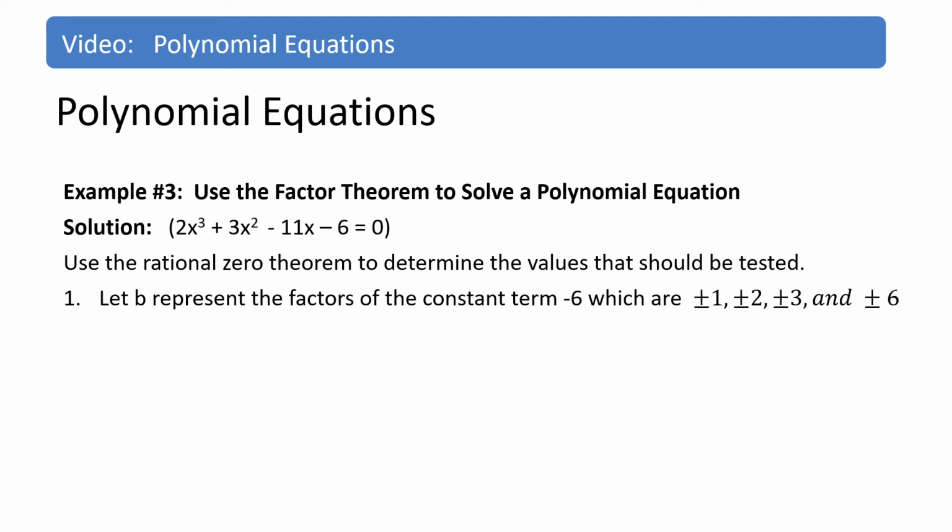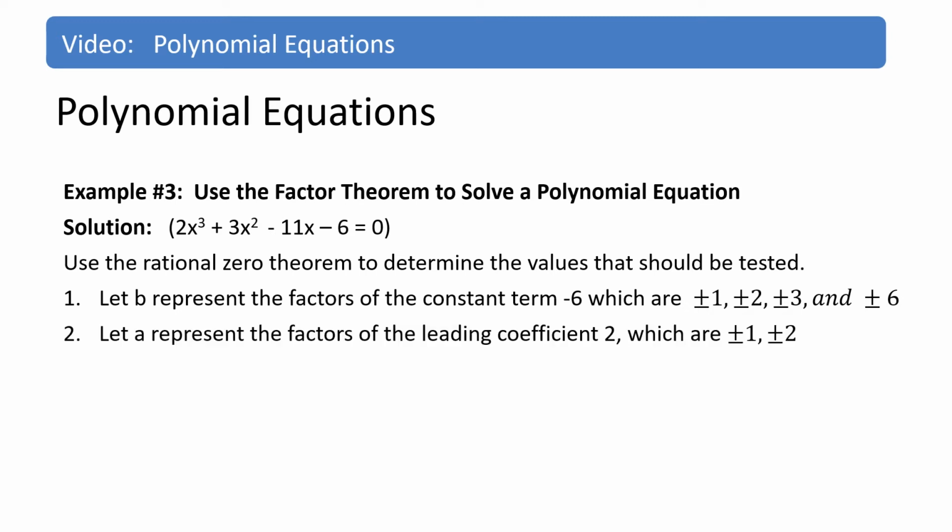Let B represent the factors of the constant term, negative 6, found at the end of the equation. That would give us the factors plus or minus 1, plus or minus 2, plus or minus 3, and plus or minus 6. Let A represent the factors of the leading coefficient 2, which are plus or minus 1 and plus or minus 2.